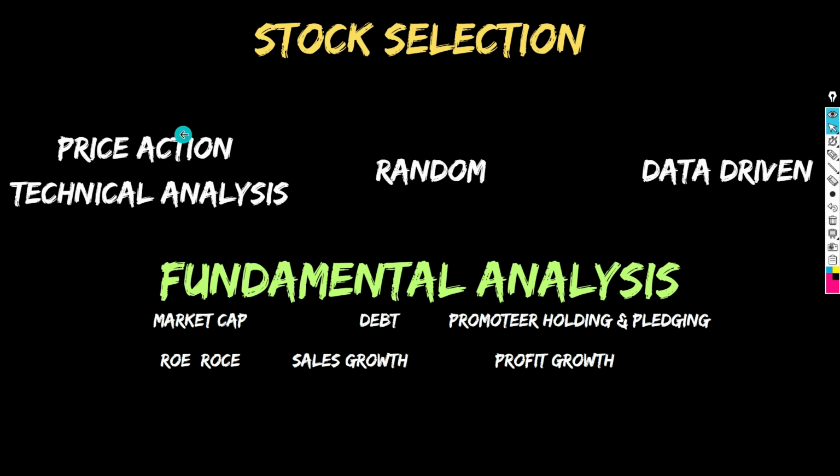Now stock selection can be based on price action technical analysis. Price action is an ocean in itself, right? There is no standard definition of price action. Some use MACD, some use CPR, all lagging indicators. Some use horizontal support and resistance. Someone combines it with a dynamic trend line. Someone uses a flag pattern. It's up to you guys. You should have your own price action technical analysis. And the other way is a random guess, which the gamblers will anyway do. We will not emphasize more on this. And then data driven, which we have discussed.